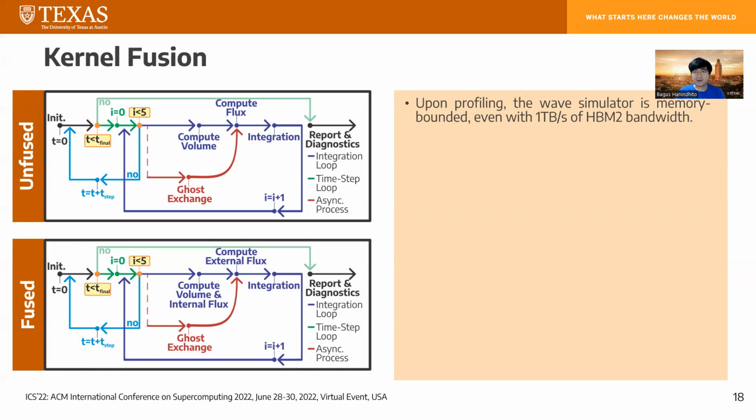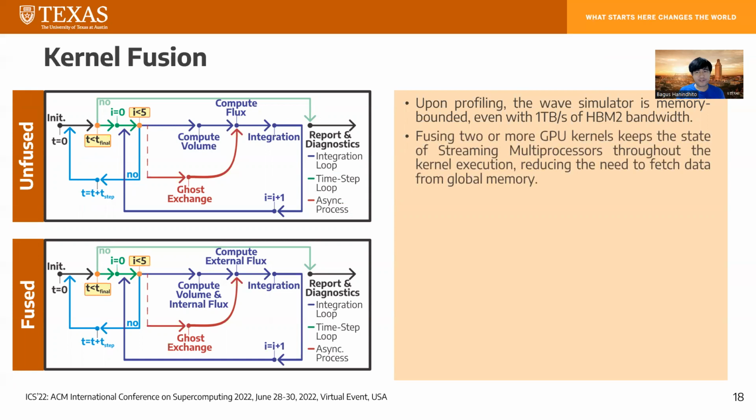And we perform kernel fusion of the GPU kernels so that we can keep the state of the streaming multiprocessors throughout the kernel execution. Because we keep the state of the SMs, we can reduce the need to fetch data from global memory, reducing the data movement even further.